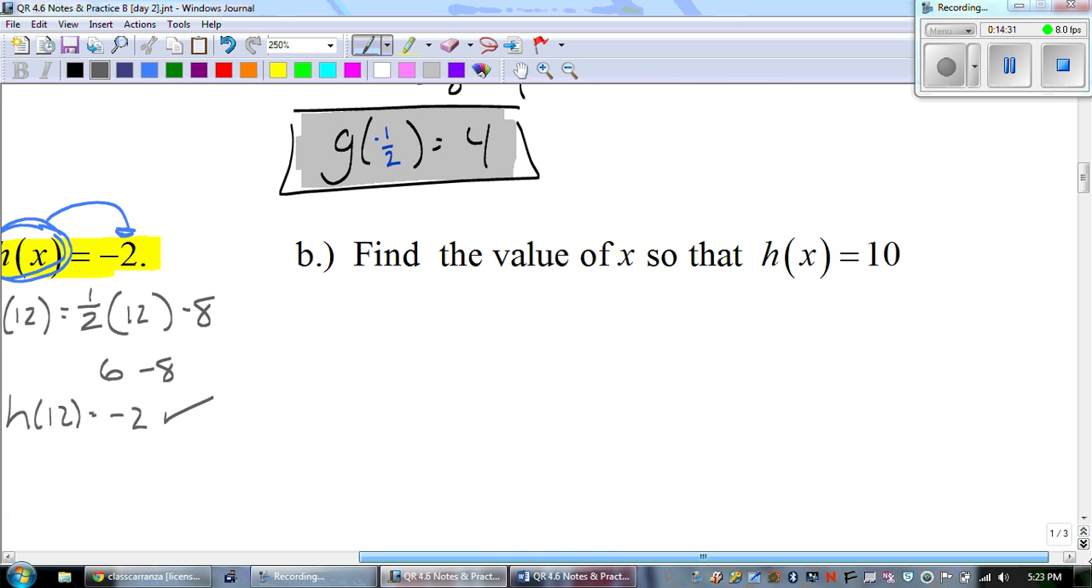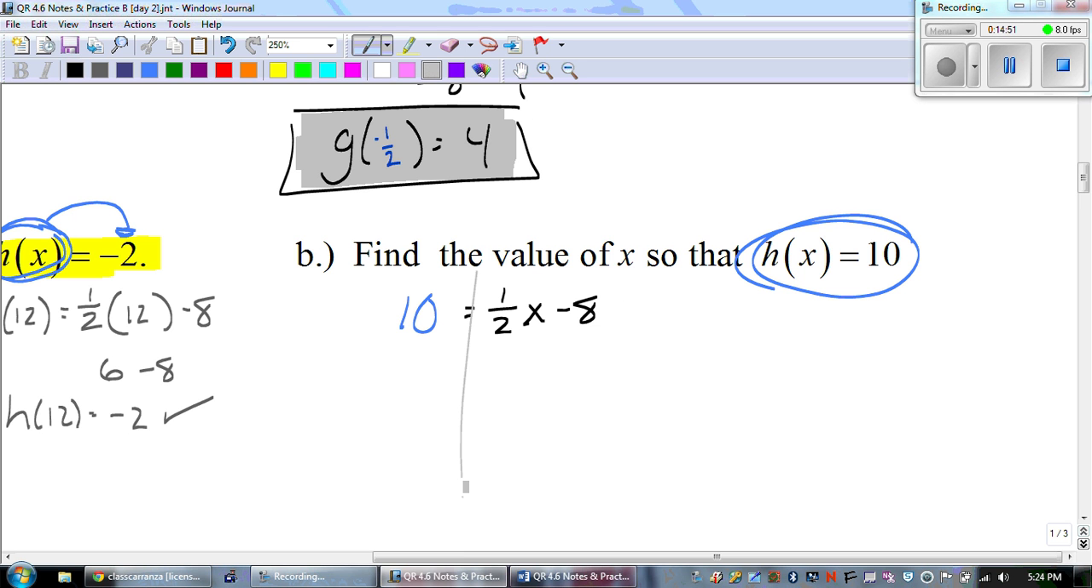Okay? So find the value of h so that h of x equals 10. We're going to set this up the same exact way. 10 equals, and we're using the same equation, the 1/2 x minus 8. It's okay to work ahead of me, guys. You can do it. This is all chapter 3 stuff. We're going to add 8 to the other side. 10 plus 8 is 18.